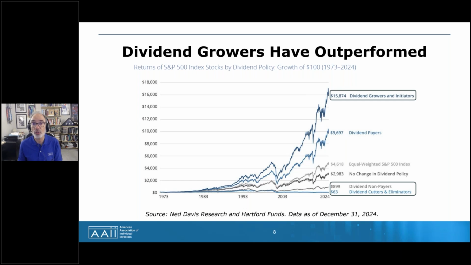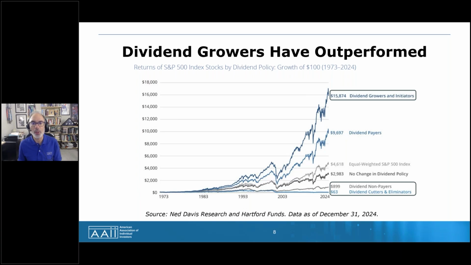This chart here is based on data from Ned Davis and Hartford funds. Companies that initiate or raise their dividend tend to be the top performers. Companies that cut or suspend their dividends, well, let's just say you should hold onto your wallet tightly and run fast. And here's why. If you look at this chart here, companies that have initiated or grown their dividends since 1973 have turned $100 into nearly $16,000. That's a massive amount of wealth creation.